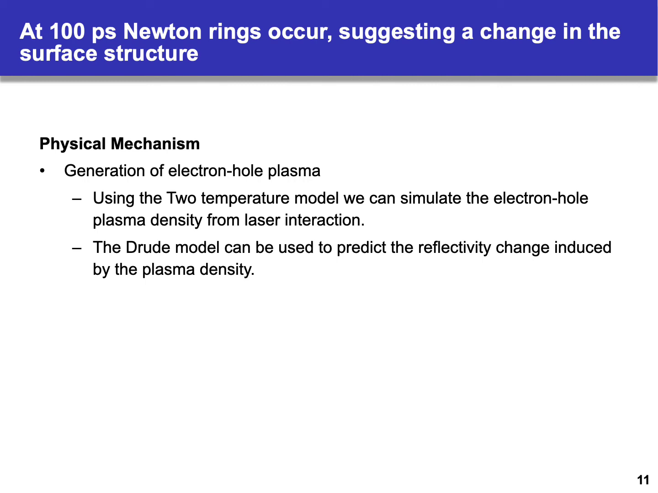So from the data collected, we can observe that at 100 picoseconds, Newton rings occur, suggesting a change in the surface structure. The physical mechanism that may explain the change in reflectivity is that after the laser interacts with the sample, electron hole plasma generation occurs. We can simulate plasma density using the two-temperature model, and we can use the Drude model to predict the reflectivity change induced by plasma density. This is one possibility that may be the explanation for our observations in our data.